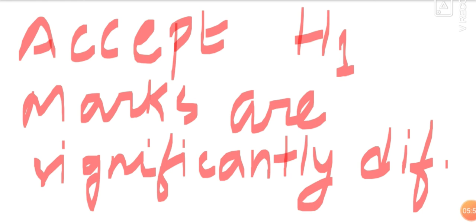So we got our answer, that is, the scores altogether are significantly different from the scores of 100. Because the alternative hypothesis is mu is not equal to 100, the marks are significantly different because we have accepted the alternative hypothesis. I hope you understood this problem.